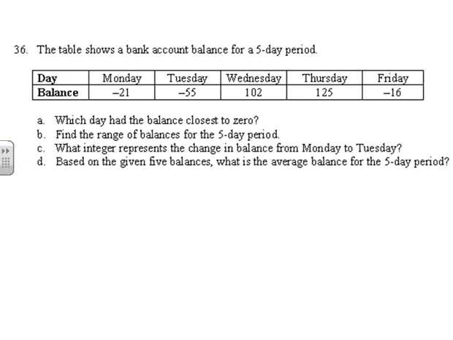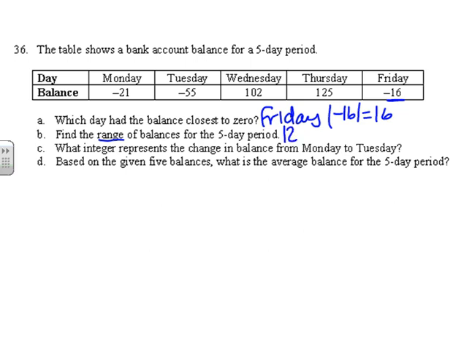Number 36, we have a table that shows bank account balances over a 5-day period. The day that has the balance closest to 0 is the number with the least absolute value. So the absolute value of -16 is 16. That's the one closest to 0. So we would say Friday, and we can show that it's only 16 units away, and that's smaller than any of the others.